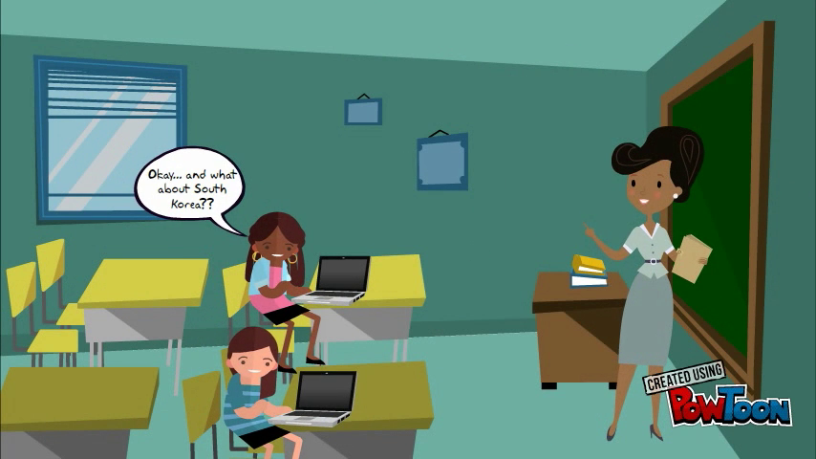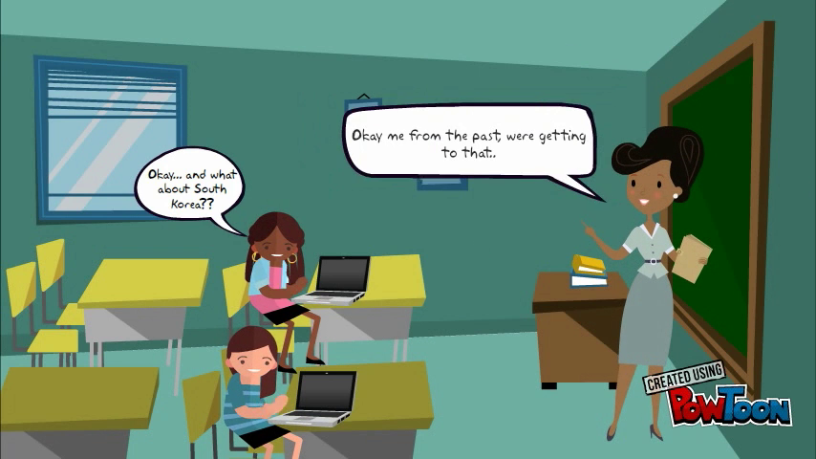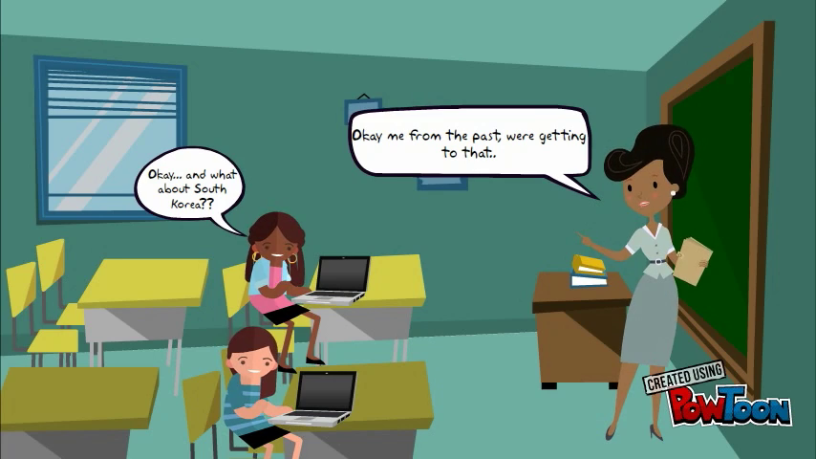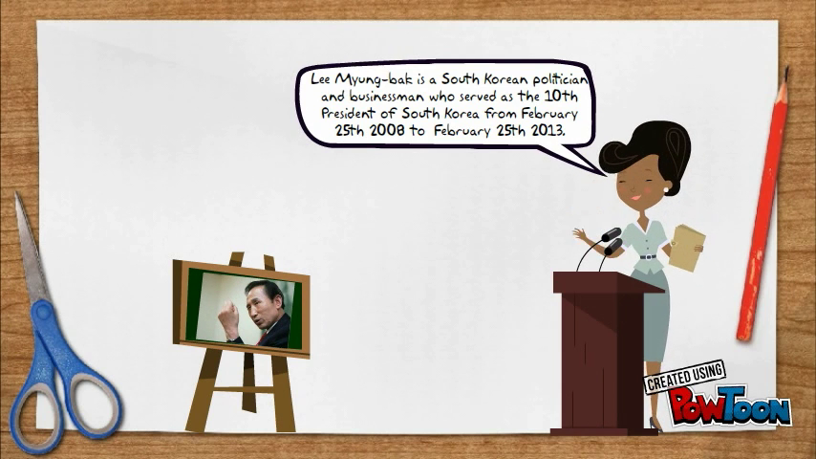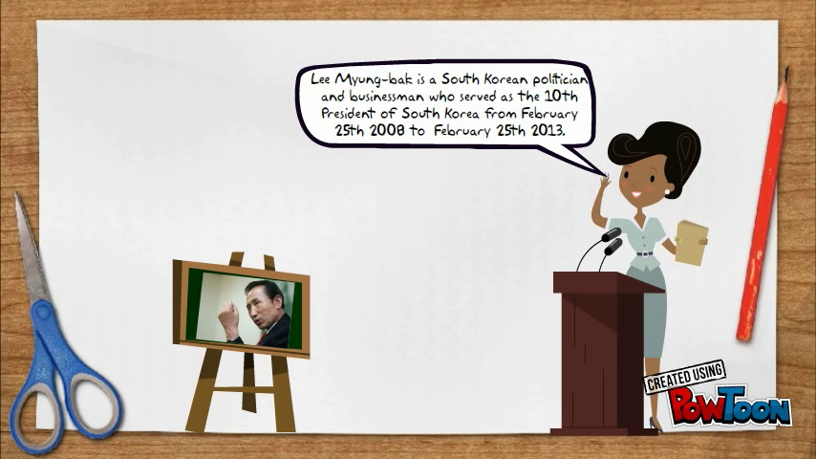Okay, and what about South Korea? Okay, me from the past, we are getting to that. Lee Myung-bak is a South Korean politician and businessman who served as the 10th president of South Korea from February 25, 2008 to February 25, 2013.